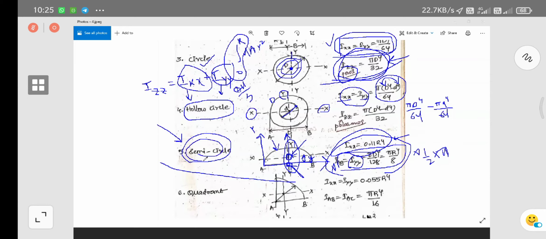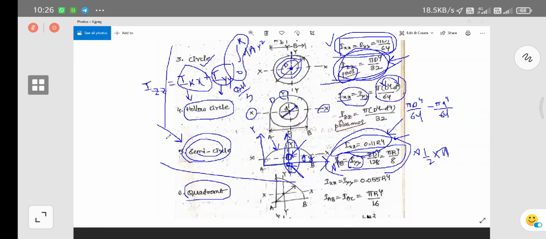Once you see the semicircular moment of inertia, you have to get 0.11 r power 4, and also about the base axis you are going to get pi d power 4 by 128, or otherwise pi r power 4 by 8. Why? Because d is represented in terms of r, that is d is equal to 2r. So 2 power 4 you will get as 16, and 16 into 8 gives 128. Okay, so like that you will go for the quadrant.